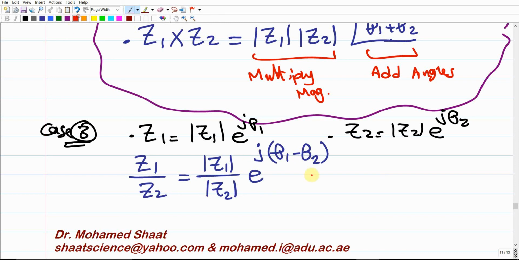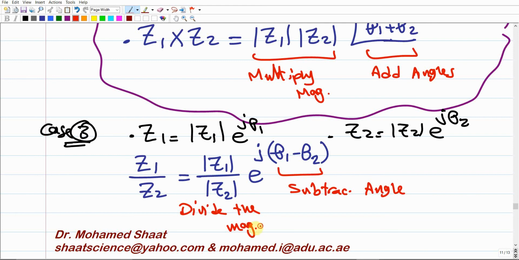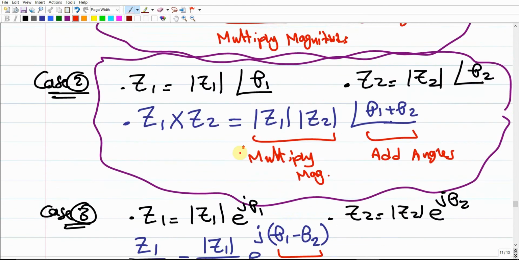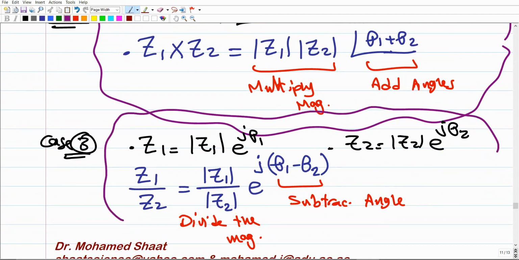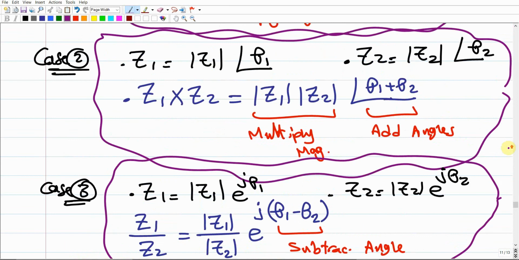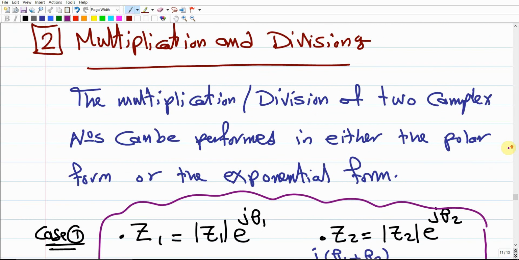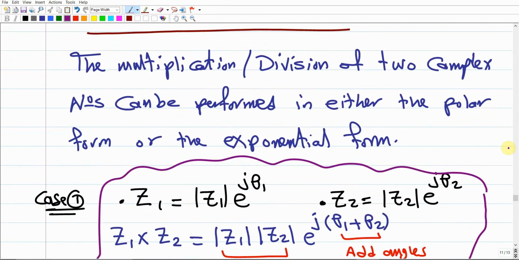So your objective is just to subtract angles and divide the magnitudes. The same thing applies for the polar form. In case it is already given in the polar form, you're just going to do the same: divide the magnitudes and subtract the angles. This is how we can perform the multiplication or division for two complex numbers.